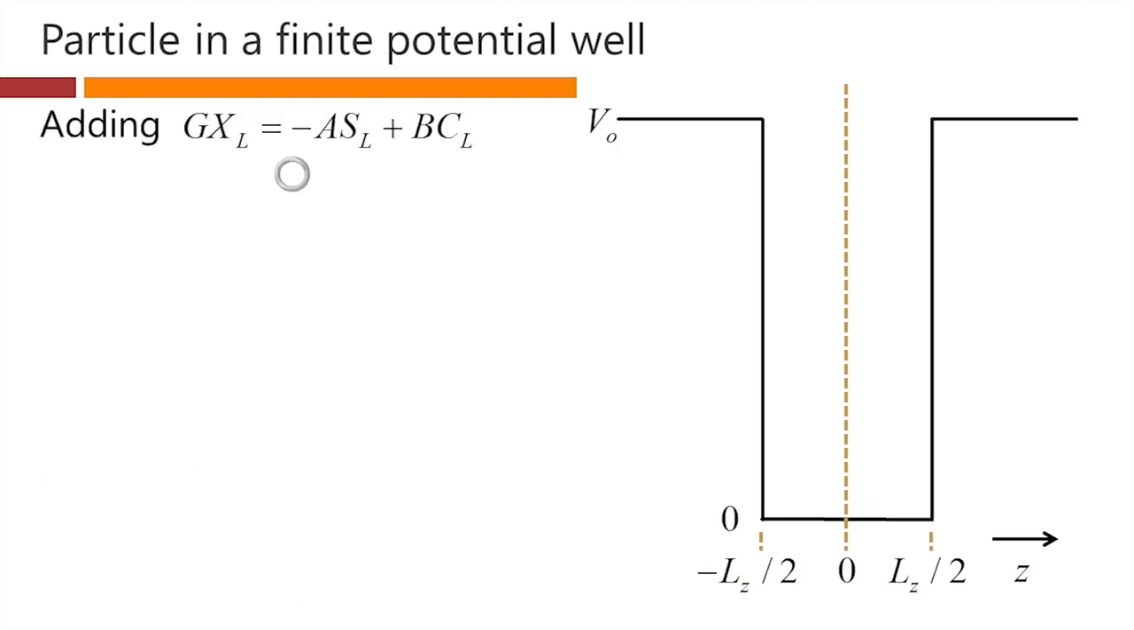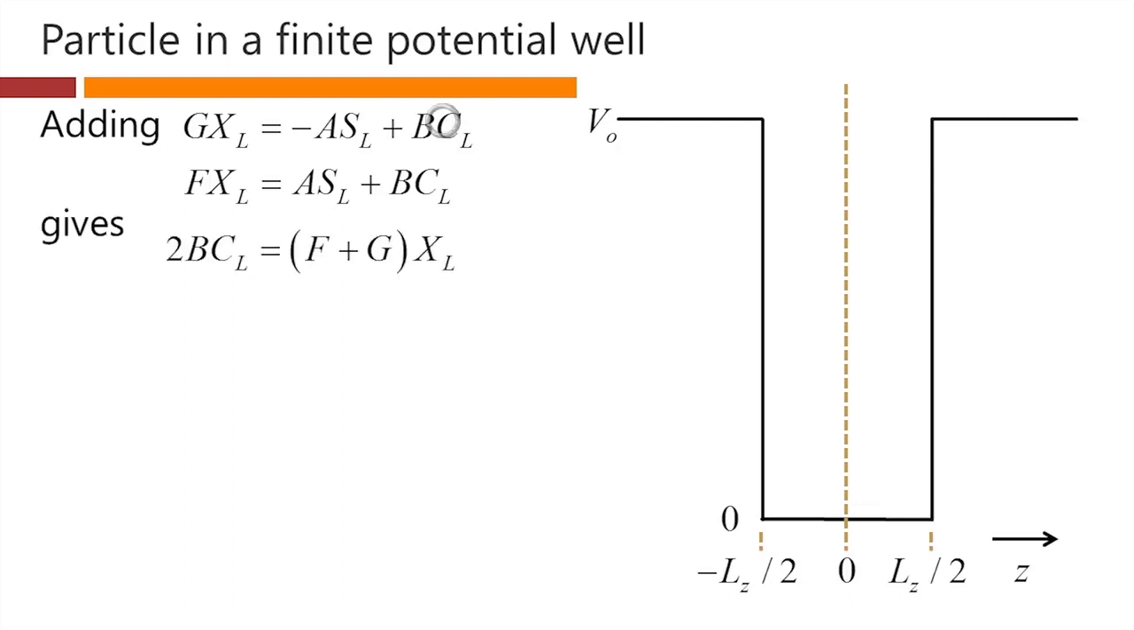So we can add this equation to this equation. These are 2 of the equations we got from the continuity of the wave function at the boundary. And when I say adding 2 equations, I mean I'm going to add the left-hand sides and see what that gives me, and I'm going to add the right-hand sides and see what that gives me. The sum of these left-hand sides must equal the sum of these right-hand sides. So that would give us 2b cL, but these 2 terms would cancel. So I'm going to bring those over to the left here. Adding these 2 up, I'm going to put them on the left. And then adding these 2 up will give us f plus g times xL.